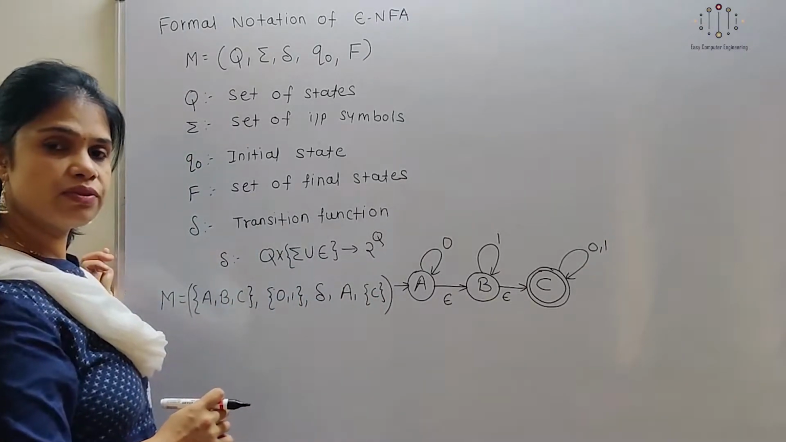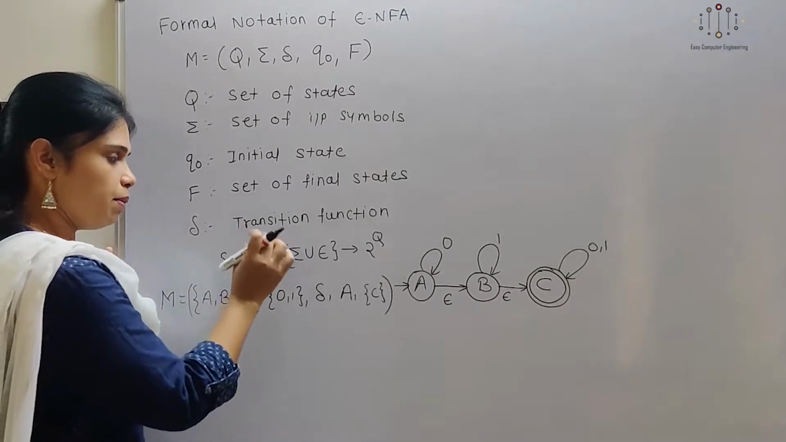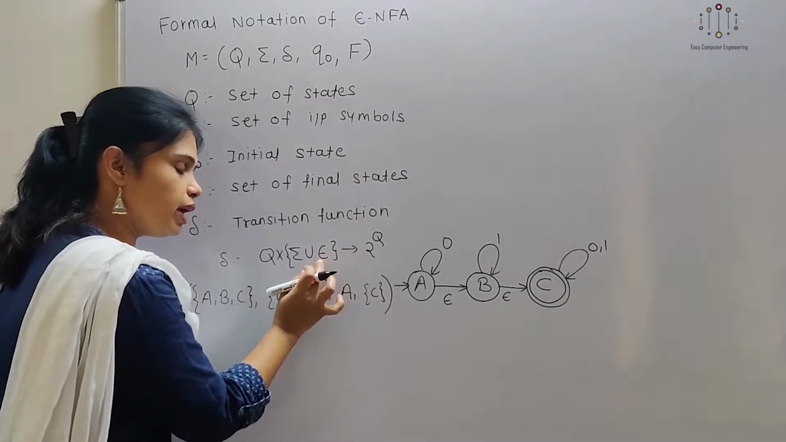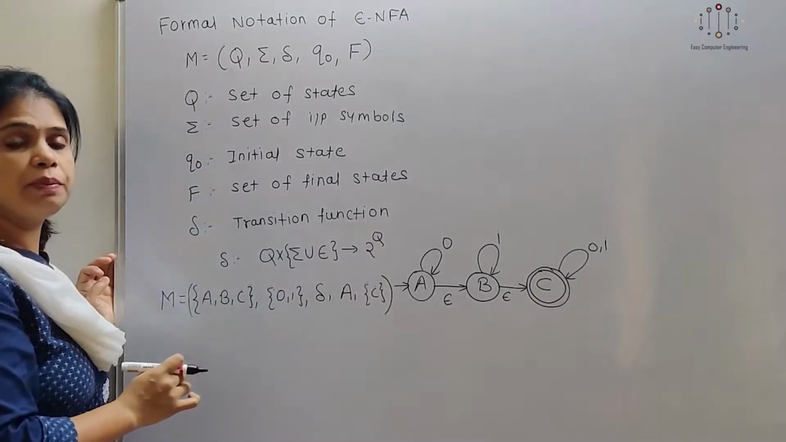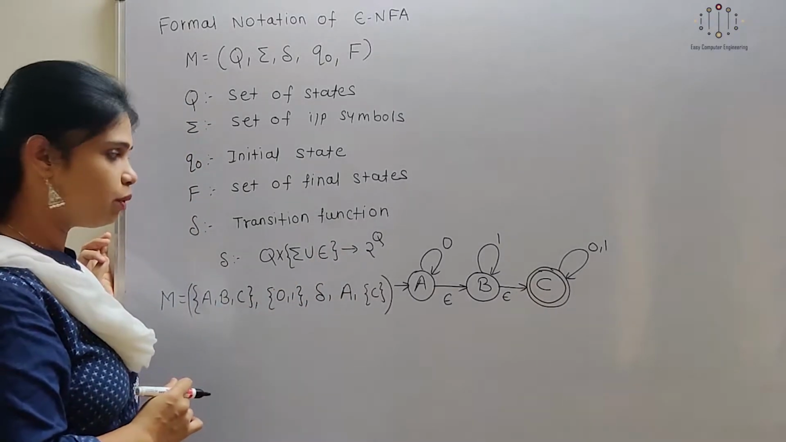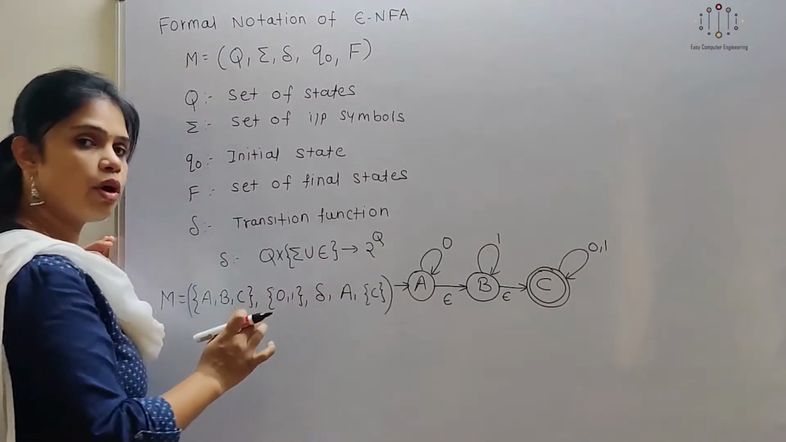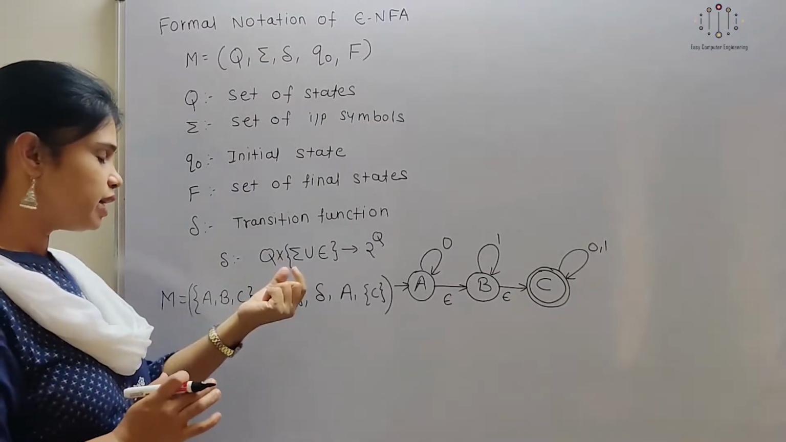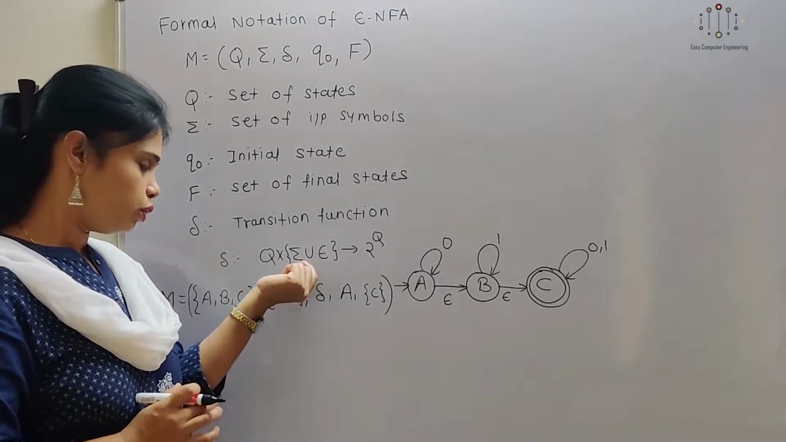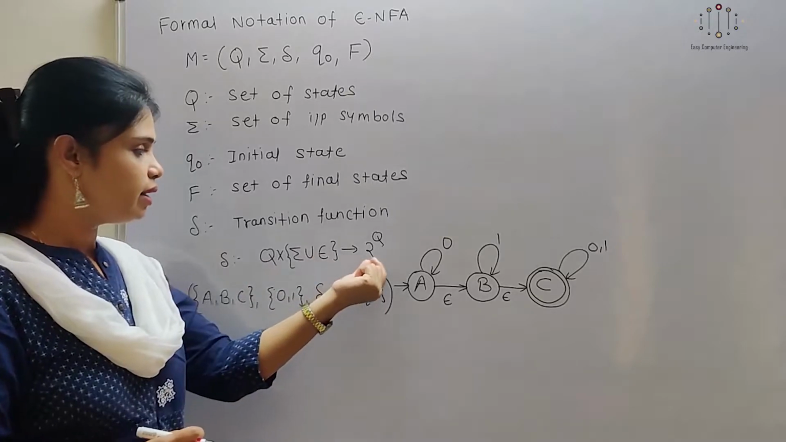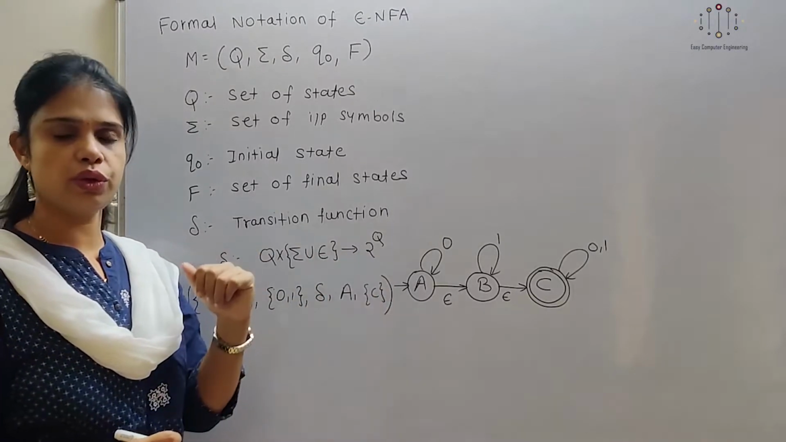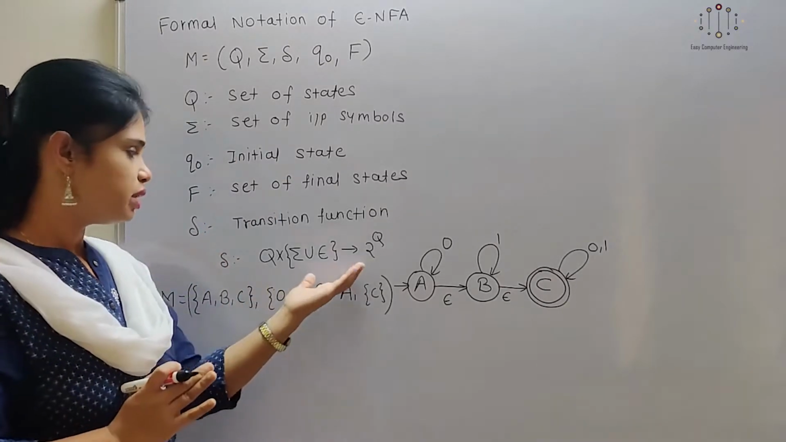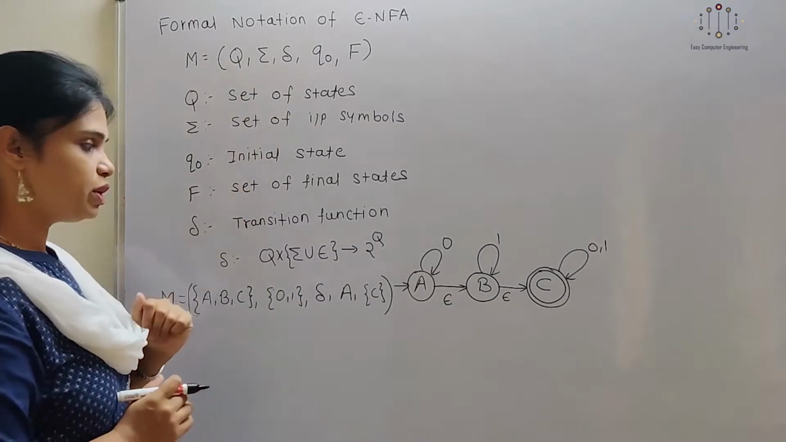What is the meaning of this? It means that along with the input symbol sigma, we are going to take epsilon as an input. Epsilon is a null symbol. So on the null symbol there will be a transition from one state to another state. That's why we have included the union with sigma, and it will give 2 raised to Q states, meaning that many states we can reach. This is the meaning of epsilon NFA.